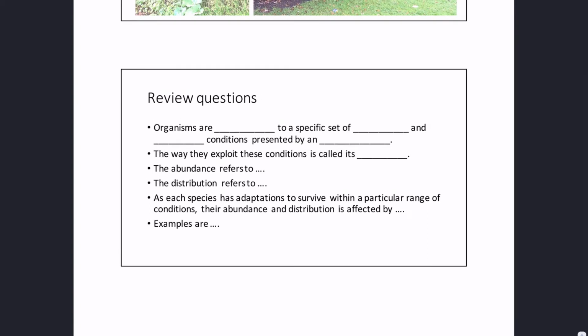Organisms are adapted to a specific set of biotic and abiotic conditions. So remember what we said at the beginning. Organisms are adapted to the particular conditions of that ecosystem. So if they're adapted to a specific set of conditions, and you start changing those conditions, obviously you're going to affect the abundance of those species. So that's the whole premise of the first section.